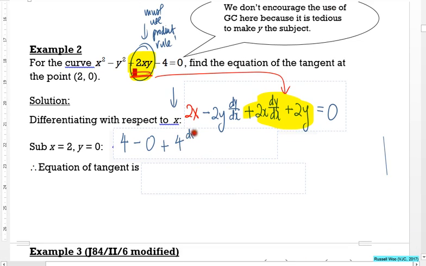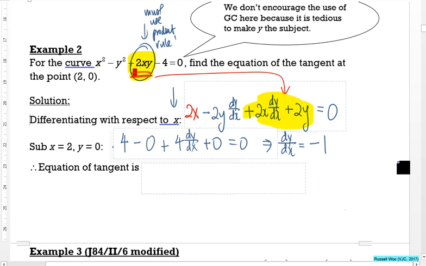4 dy dx plus 0 equals to 0. That means dy dx must be equals to -1.